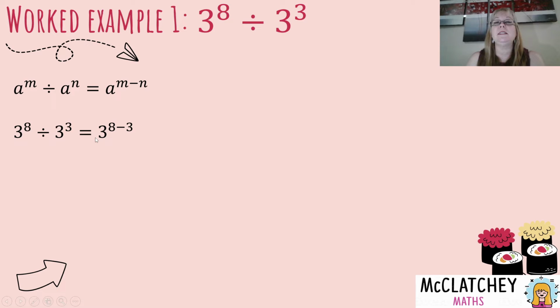I would say if you're in 7th, 8th or 9th grade, it'd be a good idea to start showing that working. As you get a little bit older, you can do a lot of that in your head. But when you've got big complicated things to do, and this is not so complicated but it does get complicated later on, showing that working step is an important step. It might even be worth marks at your school. Okay, well we know 8 take away 3 is 5, so our answer is 3 to the power of 5.